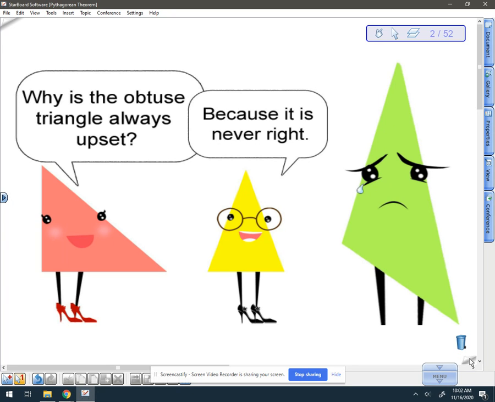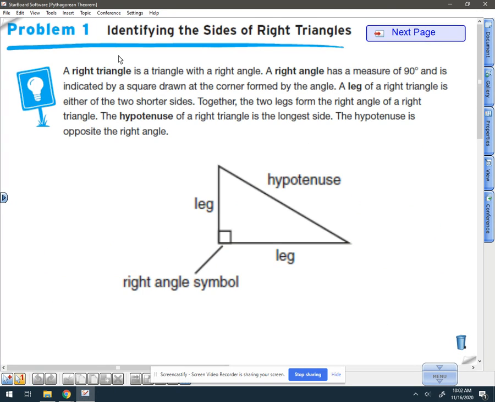I know that's funny. So, a right triangle is a triangle with a right angle. So that's what that little box is for. That little symbol is to tell you it's a right triangle. A right angle has a measure of 90 degrees and is indicated by a square drawn at the corner formed by the angle. A leg of a right triangle is either of the two shorter sides.